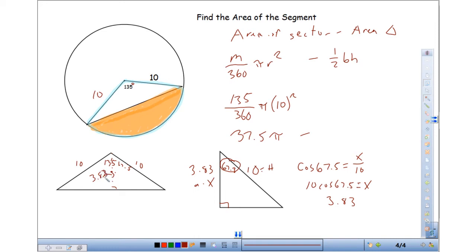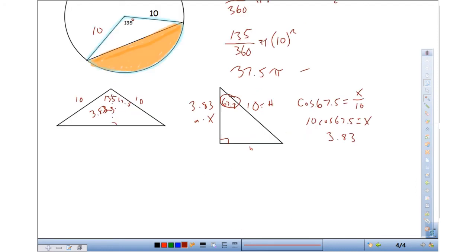So that's 3.83. Now I need to find my base, right? This over here would be half of my base, okay? I can do one of two things. I can use the Pythagorean theorem, which is what I'm going to do, or we can use trig. If I use the Pythagorean theorem, this would be b, right? So a squared plus b squared equals c squared. So 3.83 squared, plus b squared, because we don't know it, equals 10 squared.